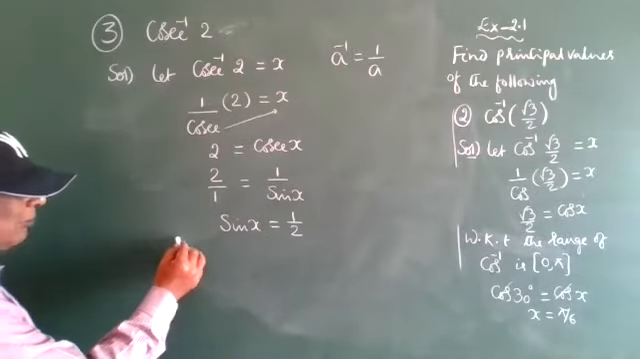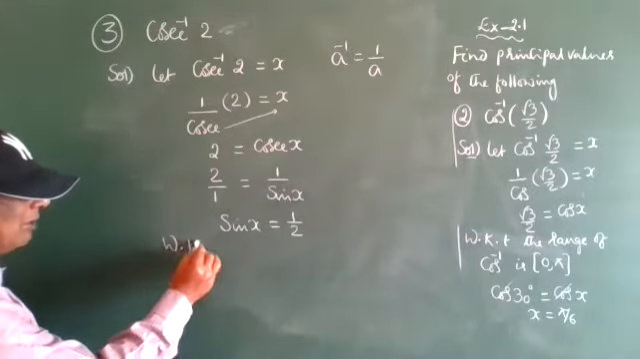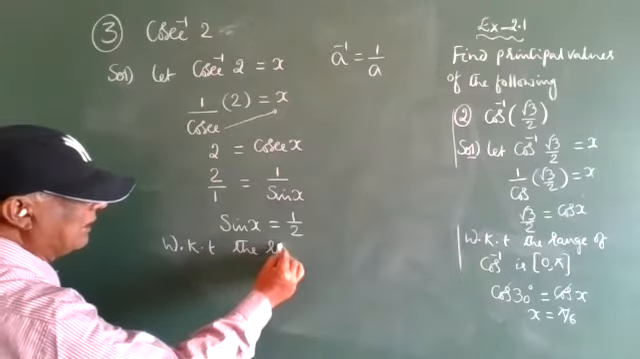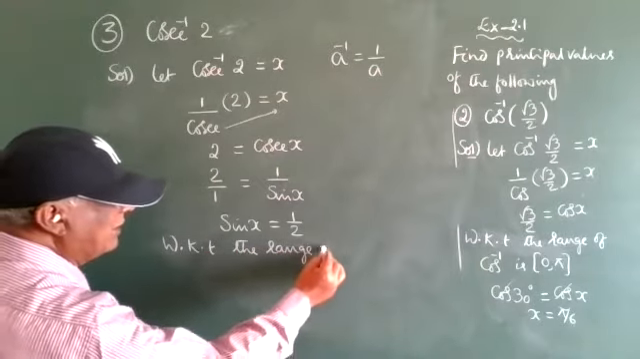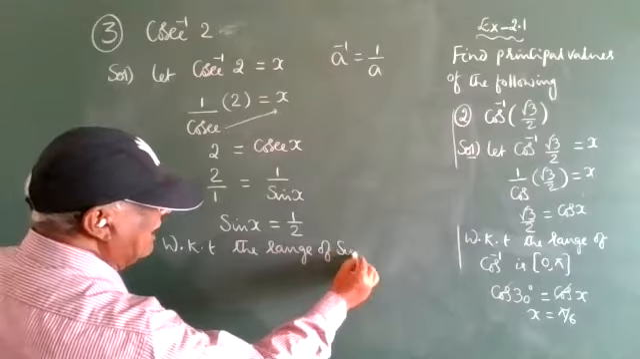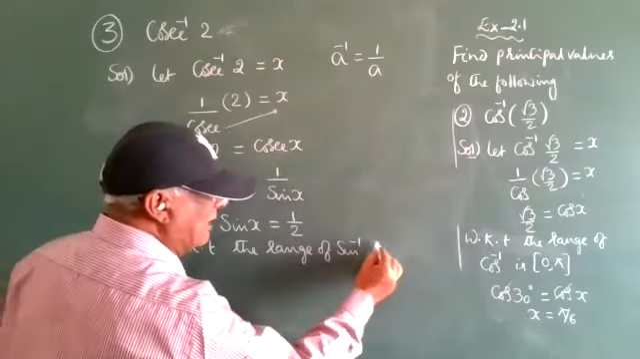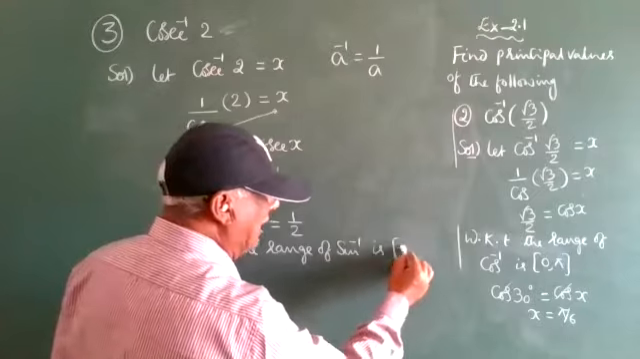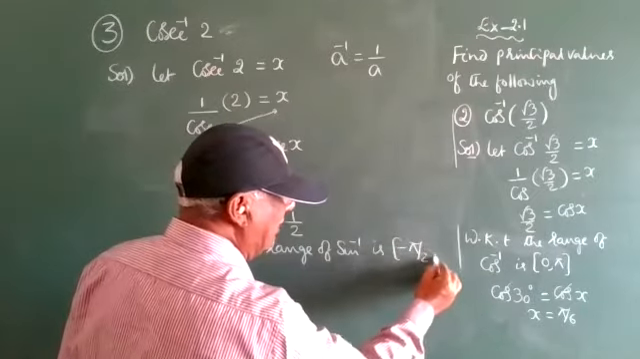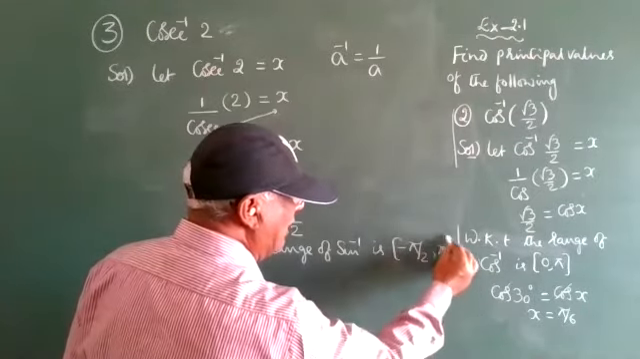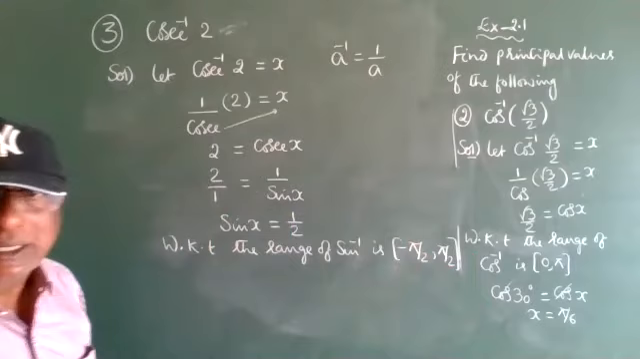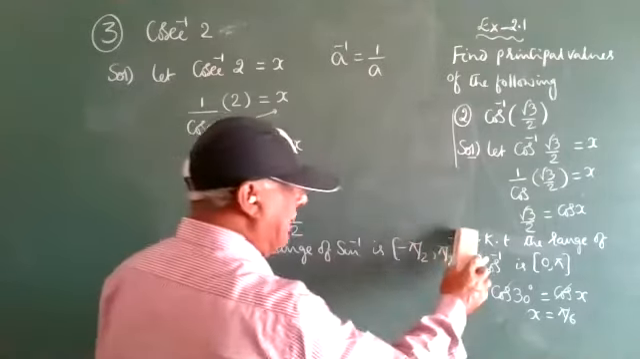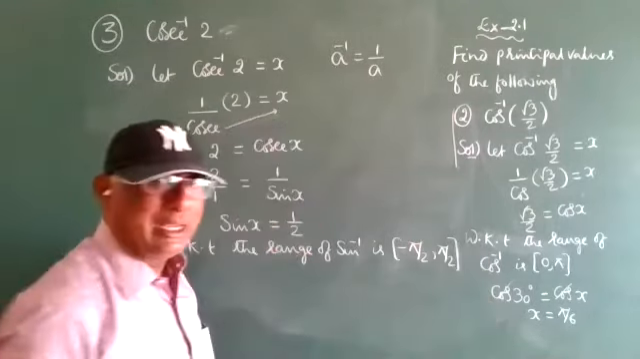Now write down. We know that the range of sine inverse, what is the range of sine inverse? See our table: minus 90 to plus 90. Is it clear? Minus 90 to plus 90.